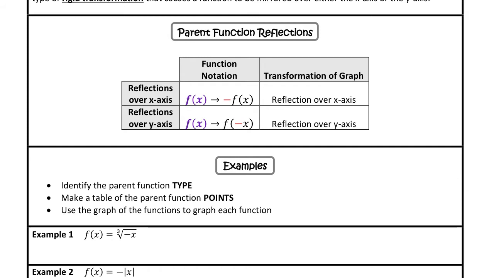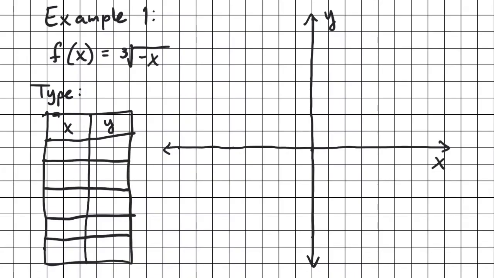So let's go over to example 1. So again, just like we did in the previous notes, we would say what type of function this is. This one is a cube root, and the values in the table for the cube root were -8, -2, -1, -1, 0, 0, 1, 1, and 8, 2.